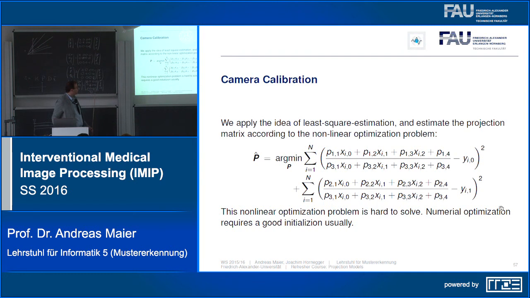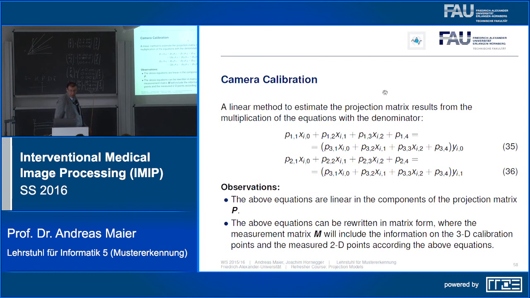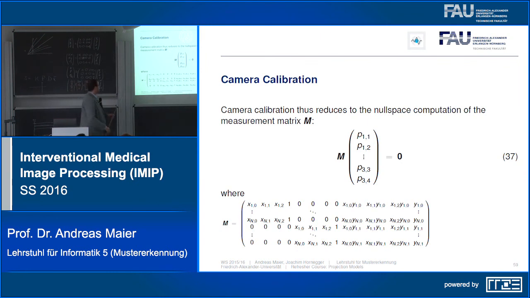But now if I multiply... doesn't want to show the next slide. Okay. So I can use the same trick again. I multiply with this term and with this term, and suddenly I get a linear system of equations. So we're only looking for P. And if we do that, we can rearrange that in a measurement matrix as we did previously. We get a measurement matrix of this shape, and we get a vector with unknowns. So this is a vector with 12 unknowns.